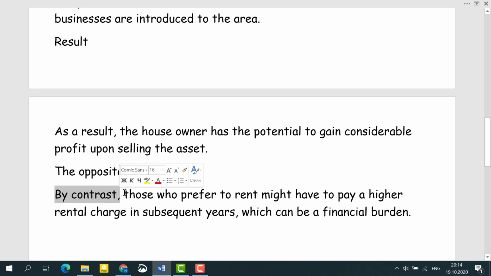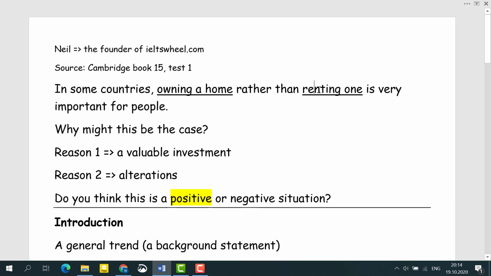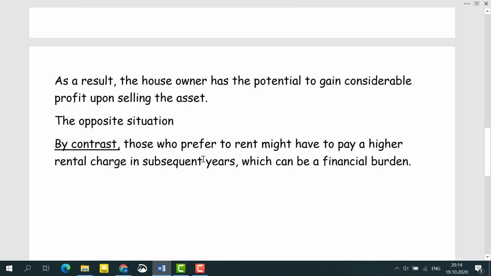Now, try to use the word by contrast when you want to show the contrast, like the opposite situation. So those who prefer to rent. So now I'm referring to those who just rent. So those who prefer to rent might have to. You can also write may or might have to, which means need to pay a higher rental charge. Rental charge means the amount of money you pay for your house when you live there in subsequent years, which means over the next 2, 3, 4, or 5 years.